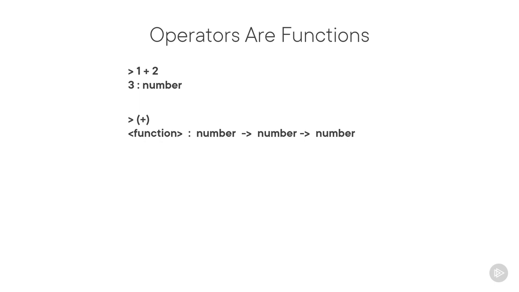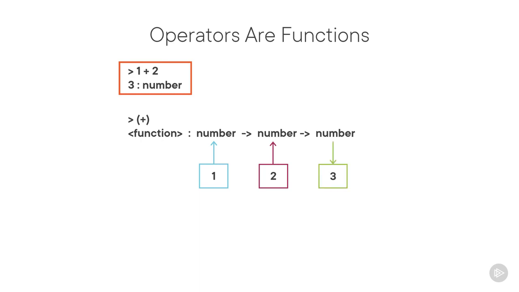Actually, entering plus within parentheses returns its type annotation, which shows that plus is a function that has a first number, a second number as input, and it returns a third number. This also tells us that the plus function is not going to accept some other data types as input. For example, a string plus an integer is going to return a type error. For the above example, it should work since 1 is a number, 2 is also a number, and it returns the number 3. The same goes for the other operators. They are functions which expect and return only values according to their type annotations.